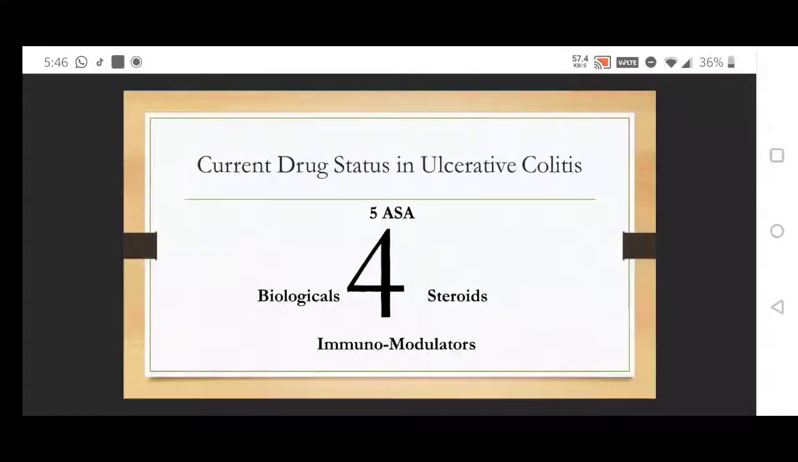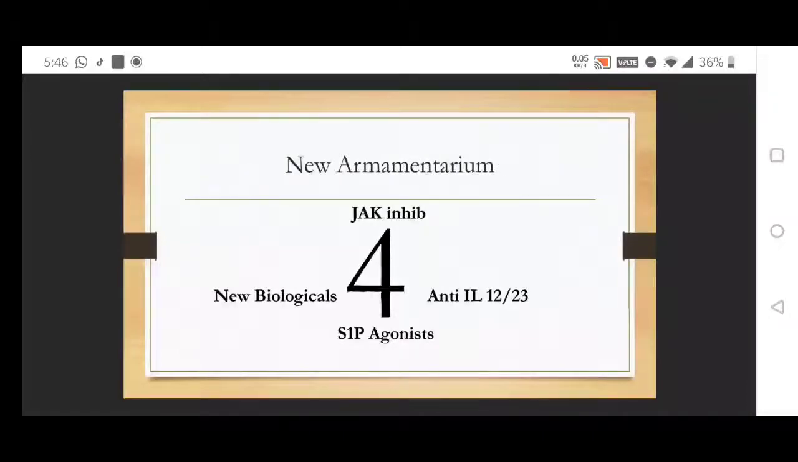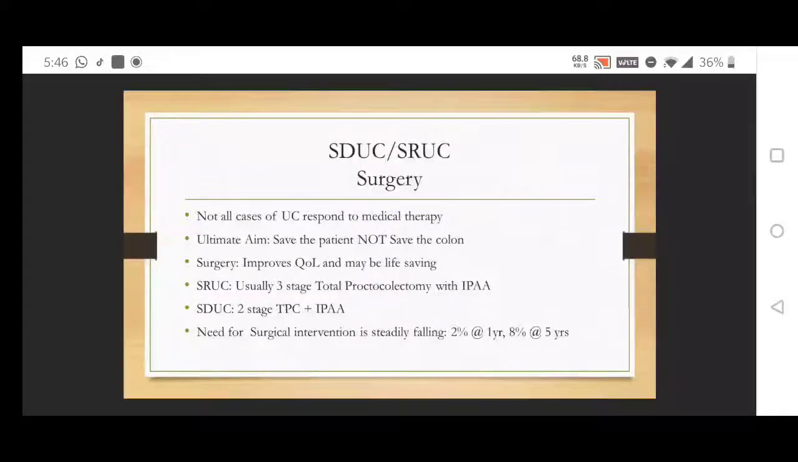As of now, we have steroids, immunomodulators, and biologics. Over the next 2 years, JAK inhibitors, tofacitinib, already in the US, IL-12 and IL-23 inhibitors, Adalimumab, S1P agonists, Vedolizumab, and the newer biologics. These can lead to steroid-dependent and steroid-refractory ulcerative colitis being managed without surgery.